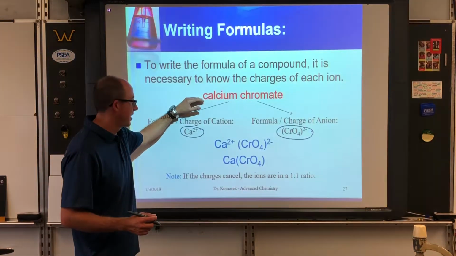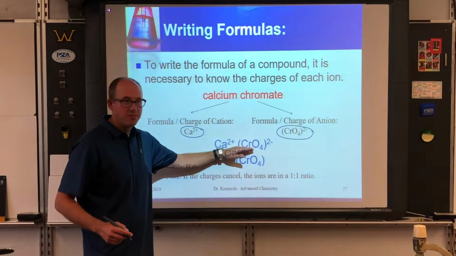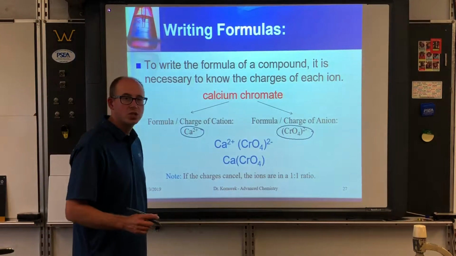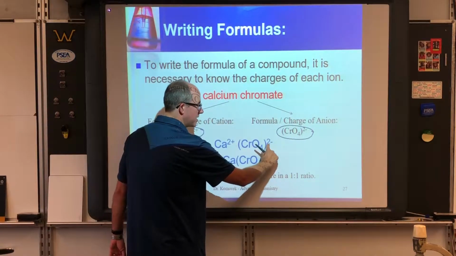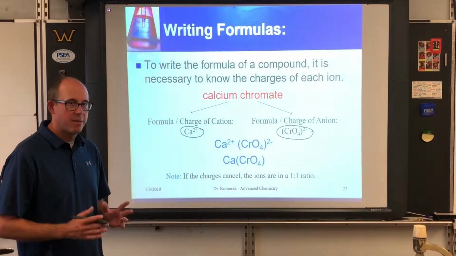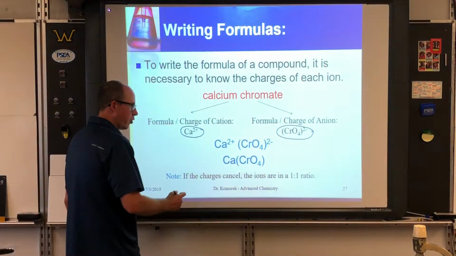Okay, so when we're writing out a formula for a compound like calcium chromate, start out by writing the symbols and charges of both ions right next to one another. Next, look to see if the charges cancel out. In this case, calcium is +2, chromate is -2. +2 and -2 add up to 0. That means they cancel out. It means that we only have one of each ion in our formula.